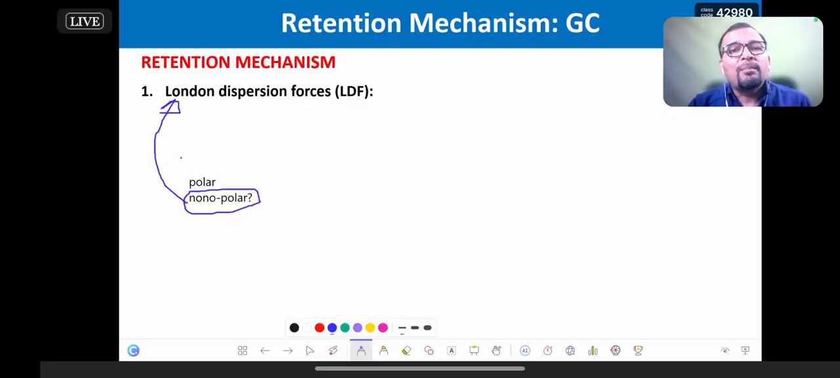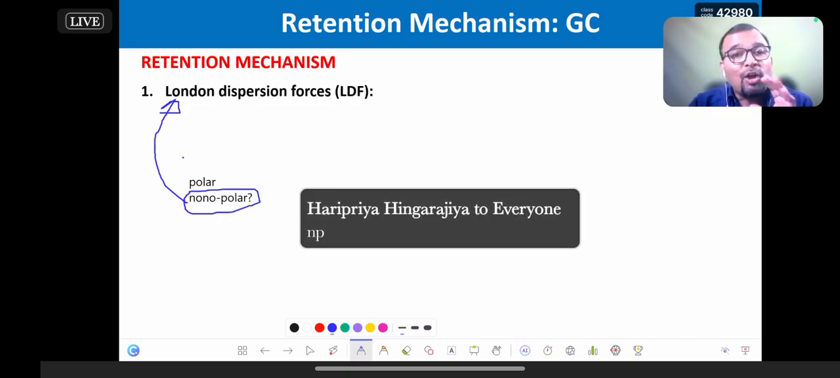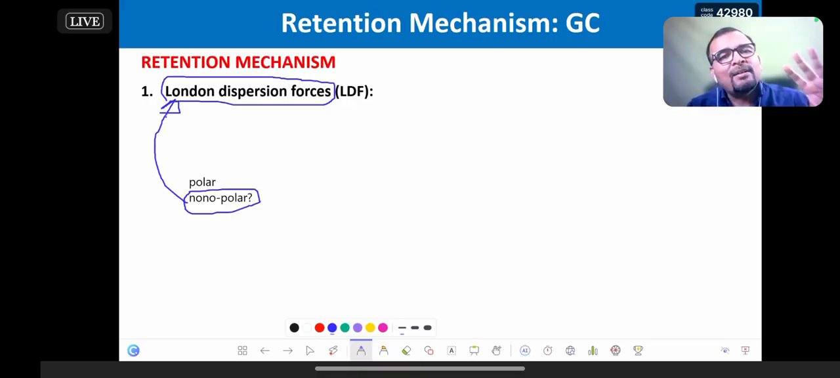The non-polar compound doesn't have ionic interaction. The non-polar compound doesn't have dipole-dipole interaction. The non-polar compound only has the London dispersion force. And if it has only London dispersion force, whatever retention is going to take place is with the support of London dispersion force. I hope you are clear that only non-polar compounds predominantly get retained based on the London dispersion force principles.